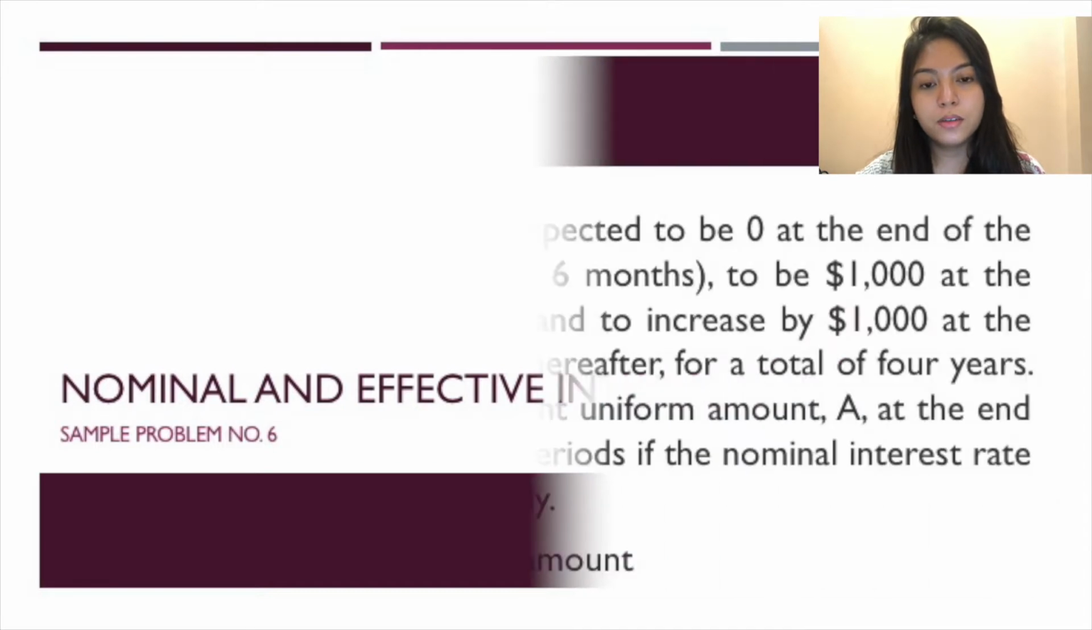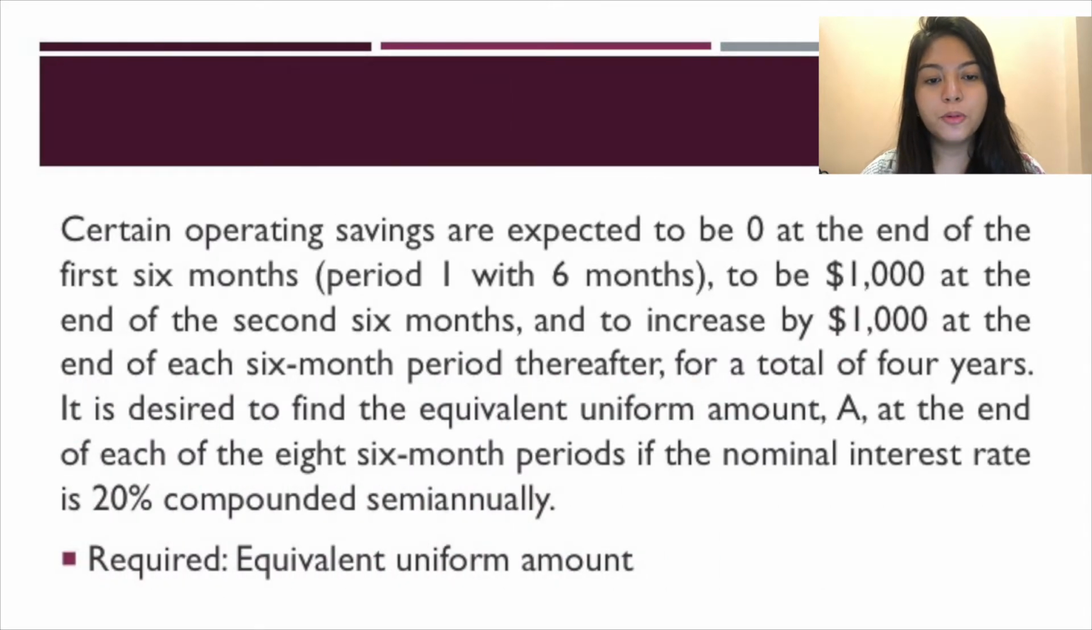Now we are given a problem that states certain operating savings are expected to be zero at the end of the first 6 months, period 1, to be $1,000 at the end of the second 6 months, and to increase by $1,000 at the end of each 6 month period thereafter for a total of 4 years. It is desired to find the equivalent uniform amount A at the end of each of the 8 six-month periods if the nominal interest rate is 20% compounded semi-annually.